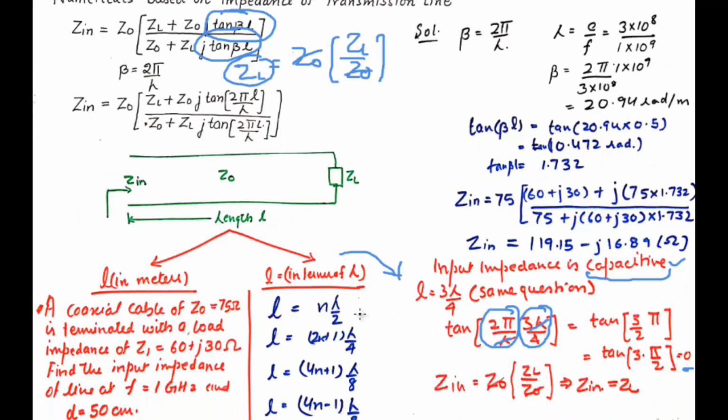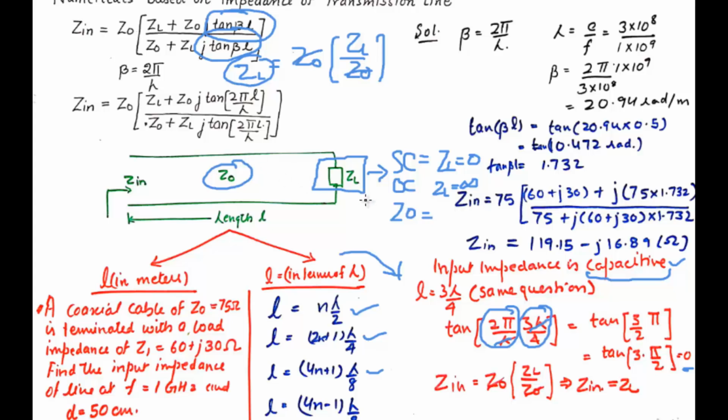So we could generalize these cases like this. These are the 4 very famous cases where length could be integral multiple of lambda by 2 or odd multiple of lambda by 4 and so on and so forth. And further we could categorize these cases on the basis of what is the nature of ZL. It could be short circuited, it could be open circuited, or it could be a matched load. Short circuited means ZL is 0, open circuited means ZL is infinity, and matched means the load impedance is equivalent to characteristic impedance Z0, which is perfect matching.